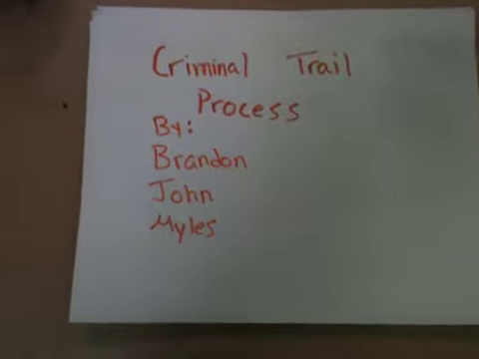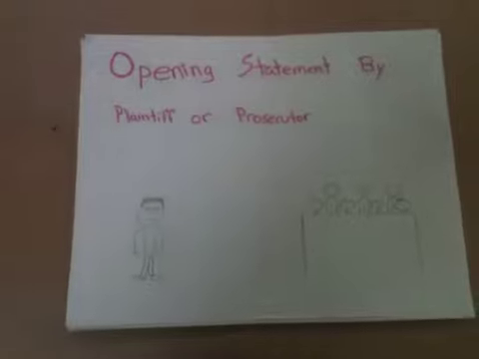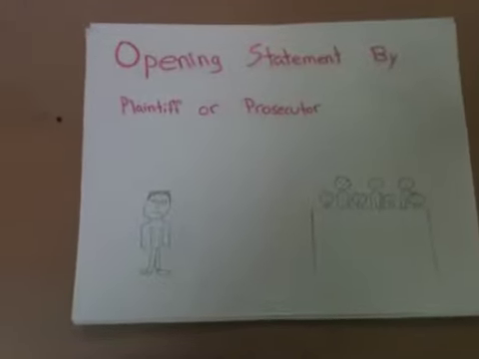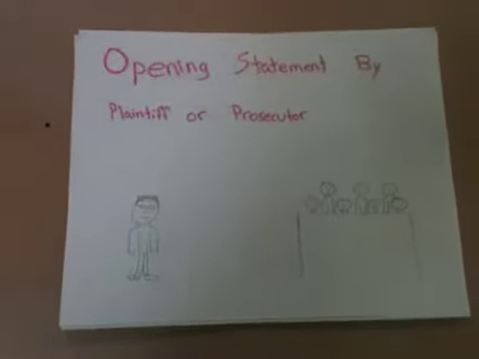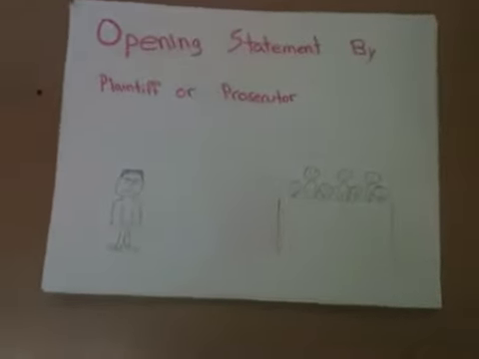Criminal trial process by Brandon, John, and Myles. First one is opening statement by plaintiff or prosecutor. That is basically when they speak to the jury and give good first impressions, also to give the jury an overview of what happened with the case.